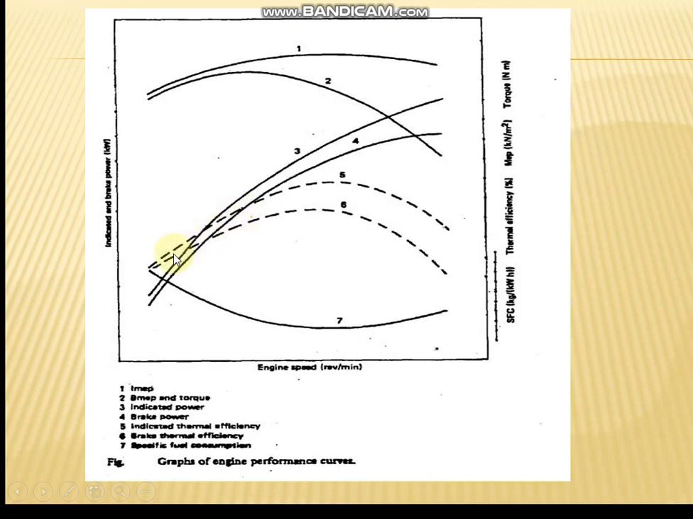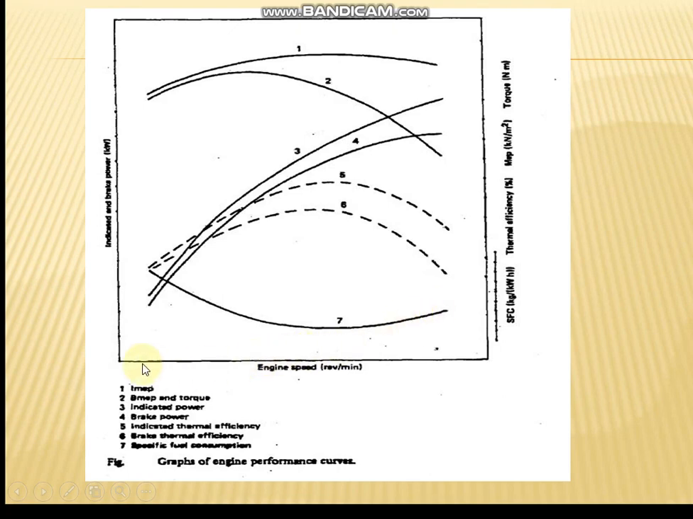At low speed they are low. Then they start increasing at some speed, and after a certain value they start decreasing at higher speed. Brake thermal efficiency and indicated thermal efficiency start decreasing with engine speed.